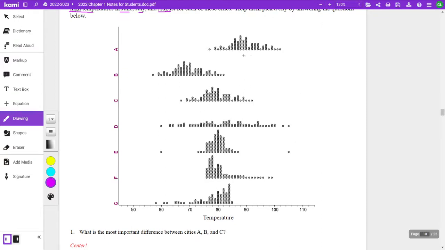If we look at this, we have our center here, right about the middle. We got our center here. We got our center here. And our center's about here. Center is kind of weird on this one. It's over here. And we have a center that's right about here.